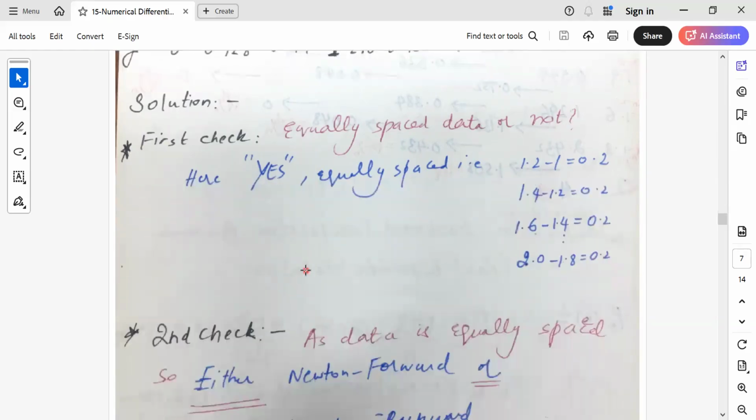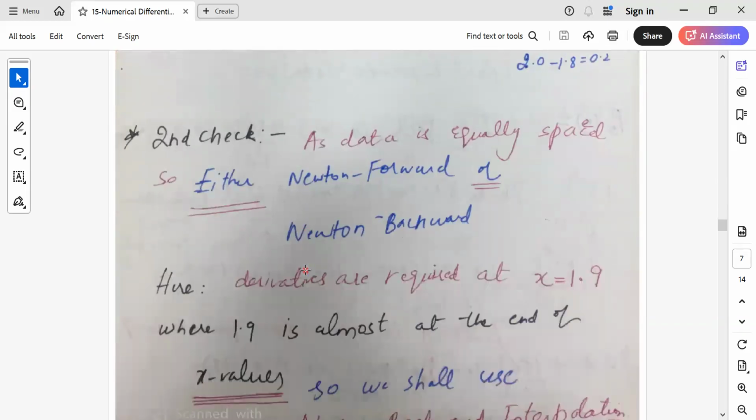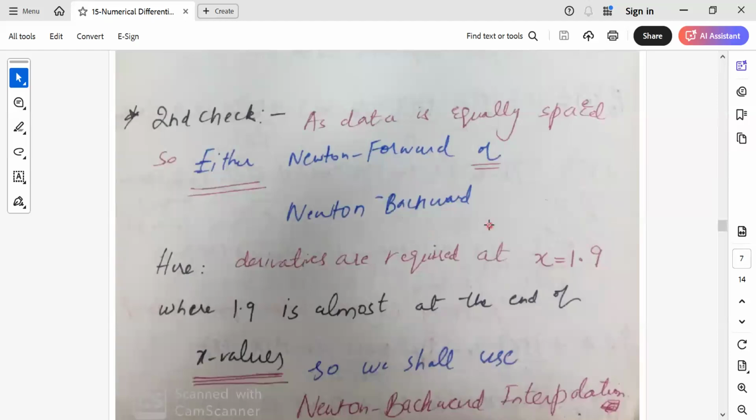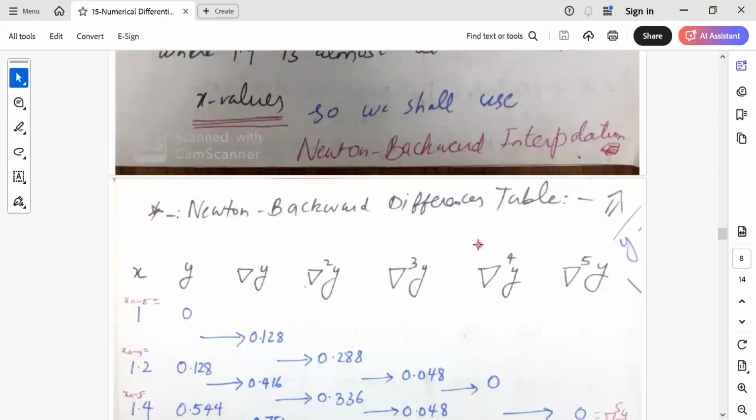Second check, as data is equally spaced, either we can use forward or backward, but it is at the end. So we'll use Newton backward formula. So we shall use Newton backward interpolation.